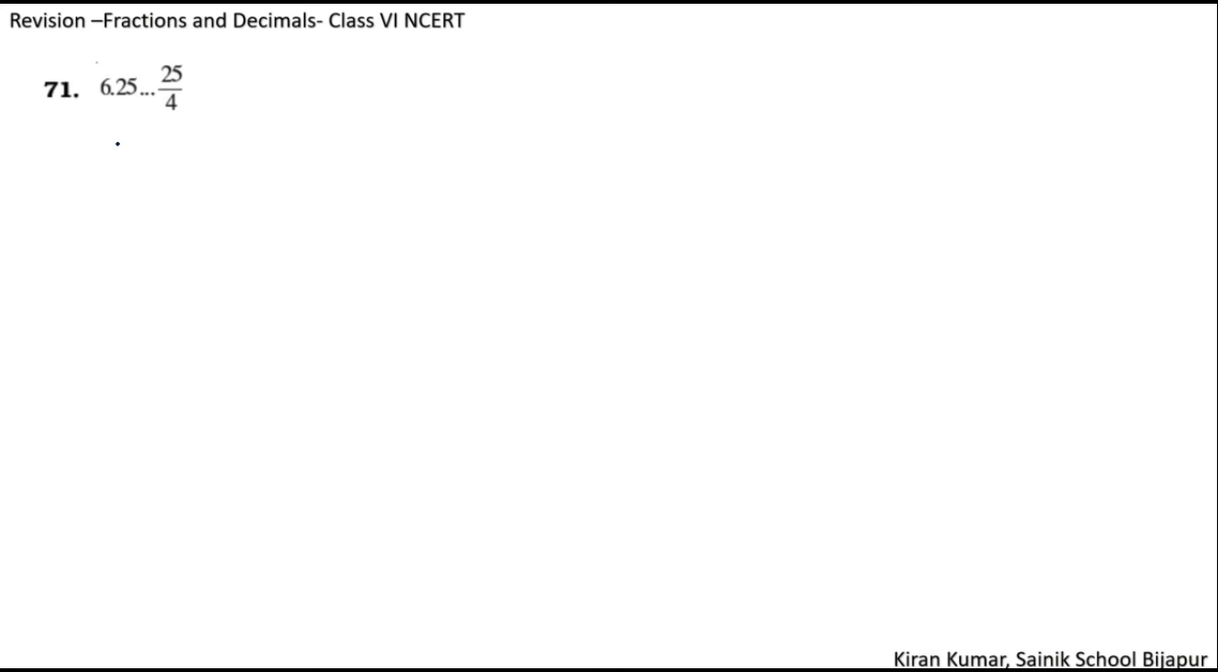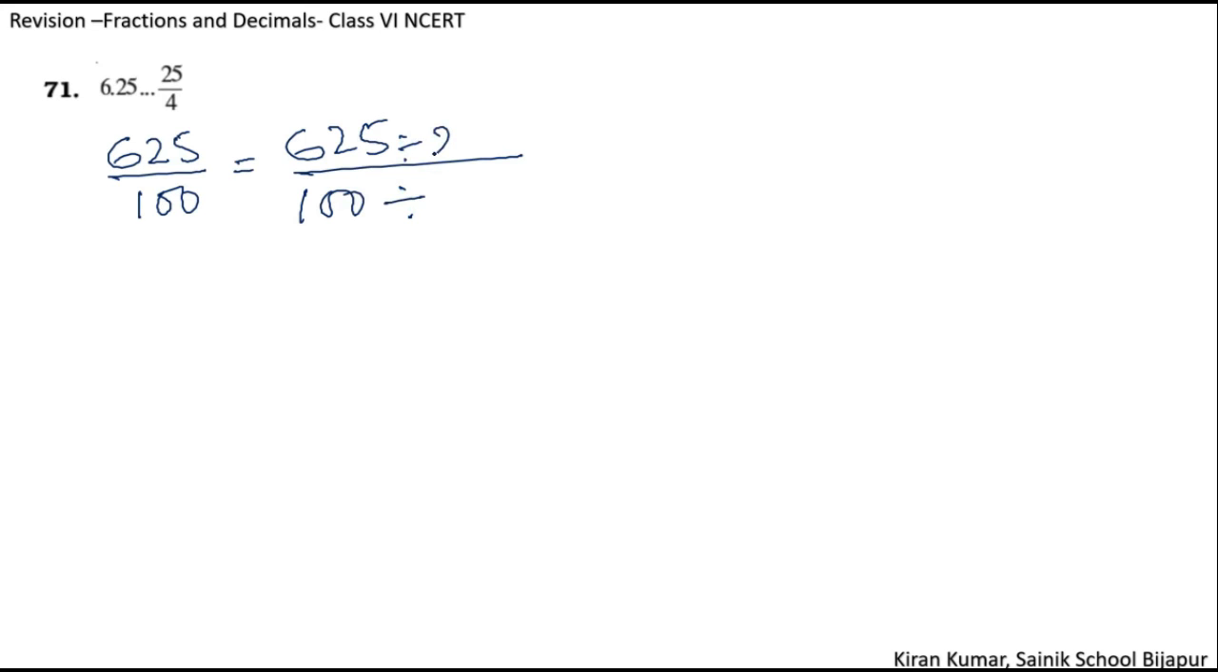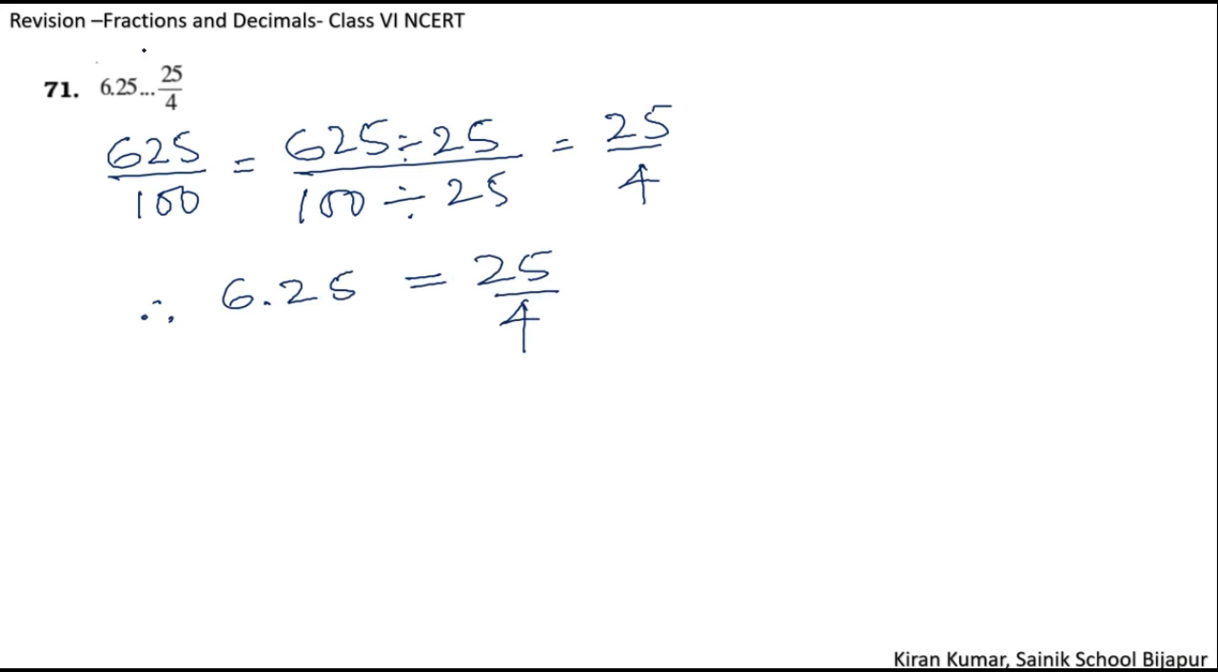6.25 should be written as 625 divided by 100, and we need to compare with 25 by 4. If you observe this, 625 and 100, both these numbers are divisible by 25. On division, we get 25 by 4 itself. Therefore, 6.25 is same as 25 by 4. So equal to sign should be used here.